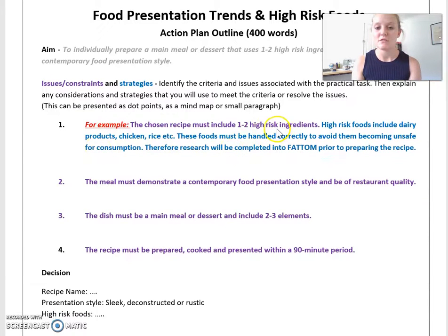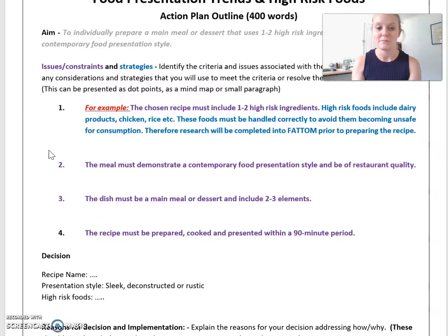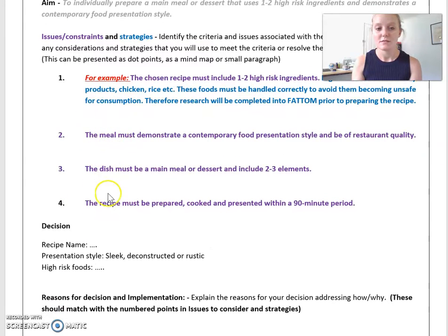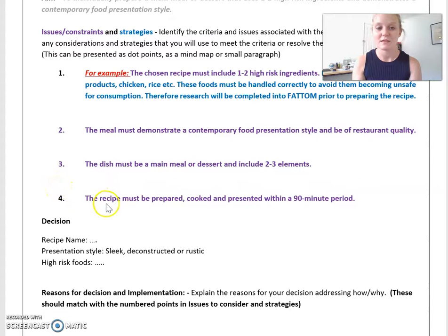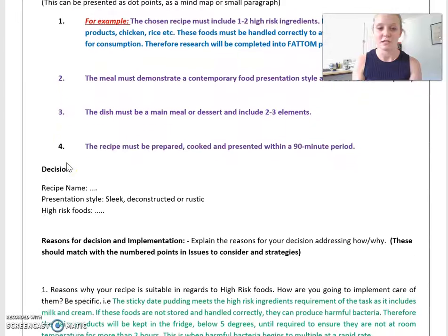So 1 to 2 high-risk ingredients. High-risk foods include dairy products, chicken, rice, etc. These foods must be handled correctly to avoid them becoming unsafe for consumption. Therefore, research will be completed into FATM, which we're going to learn about, prior to preparing the recipe. Beautiful. So you've listed what the issue is, and then you've said how you're going to overcome that or how you're going to manage that. Okay? And the issues are actually listed here. If you want to change some of them, you're more than welcome to. However, it's given to you there, and then you can go on and write your own strategy.